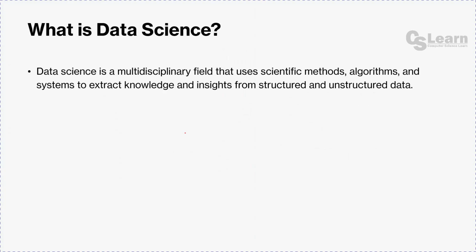First, here is a definition of what data science is. Data science is a multidisciplinary field that uses scientific methods, algorithms and systems to extract knowledge and insights from structured and unstructured data. Another kind of data format is available, called semi-structured data. What is meant by unstructured data? What is meant by structured data?